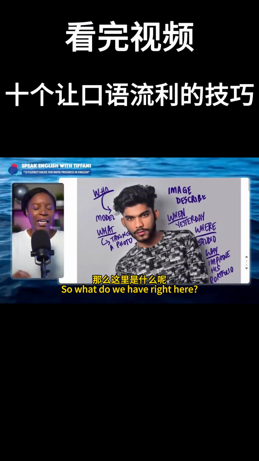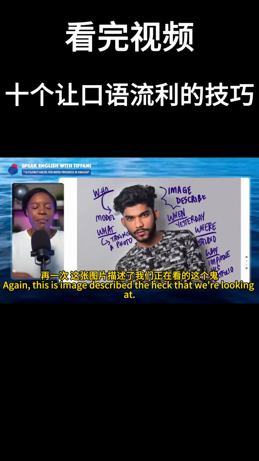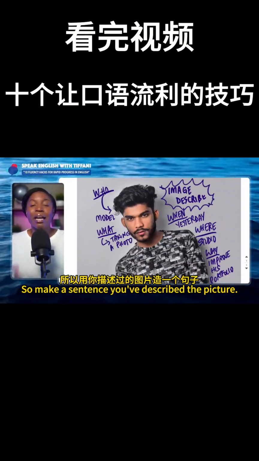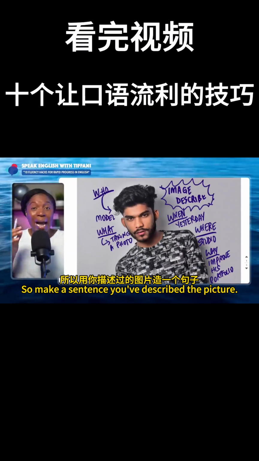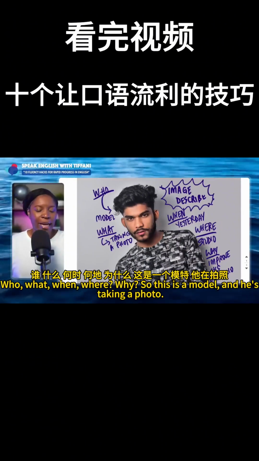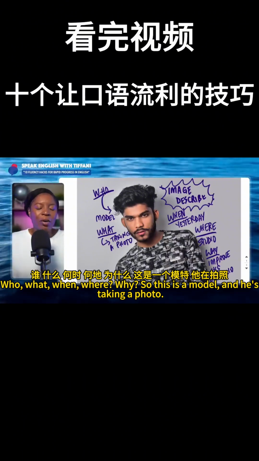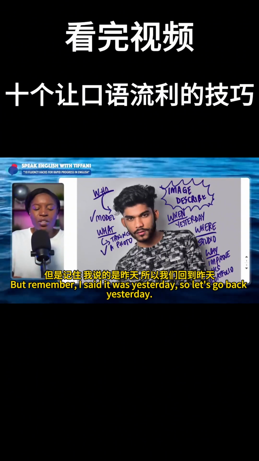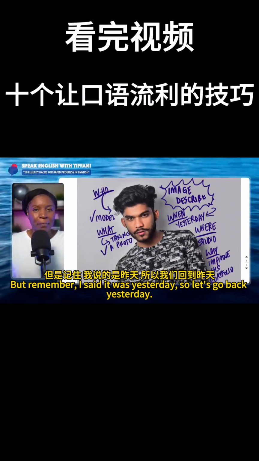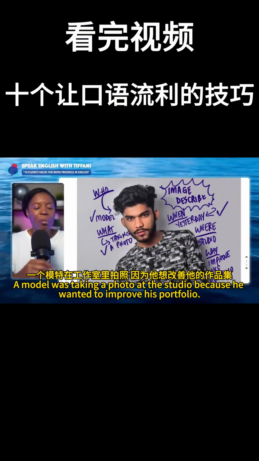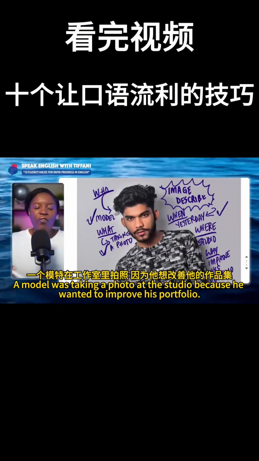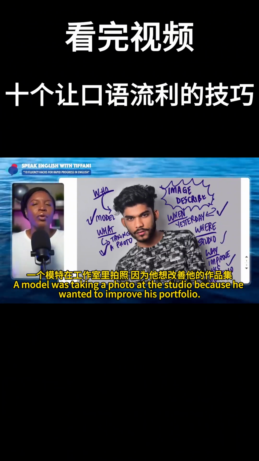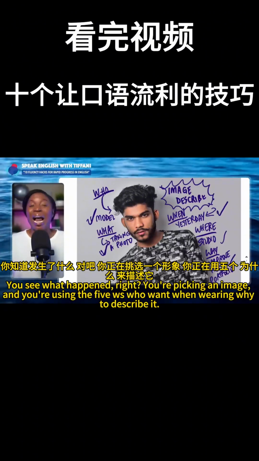So what do we have right here? Again, this is image describe, the hack that we're looking at. So, make a sentence. You've described the picture, who, what, when, where, why. So, this is a model and he's taking a photo. But remember, I said it was yesterday. So let's go back. Yesterday, a model was taking a photo at the studio because he wanted to improve his portfolio. You see what happened, right?